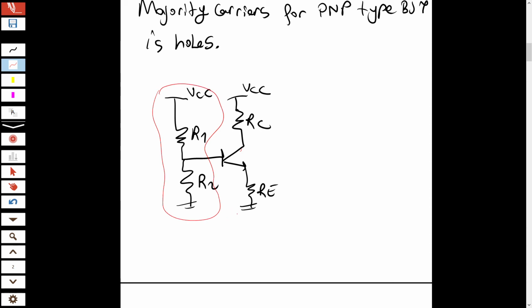I will look at this side and write VThevenin and RThevenin equivalent. How can I write VThevenin? VThevenin equivalent equals its open circuit voltage, and here if you look at the circuit, if you open circuit it, you will see a voltage divider circuit: R2 over R1 plus R2 times VCC. It's my VThevenin.